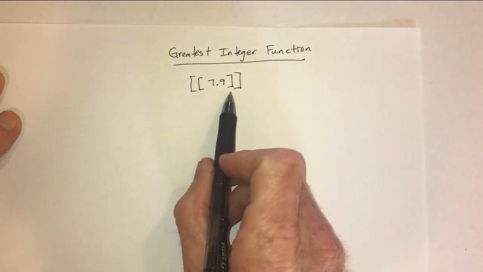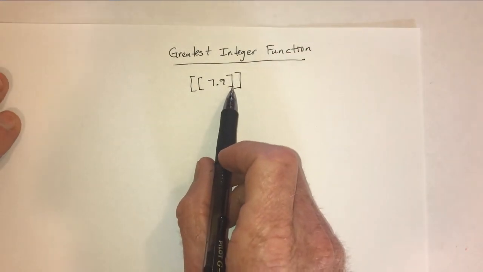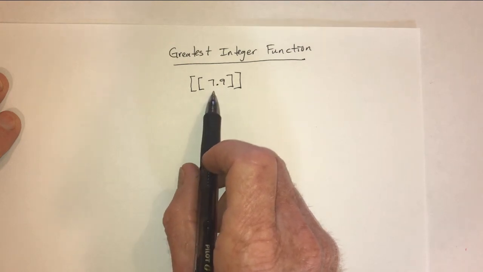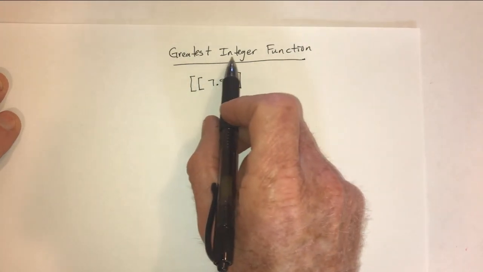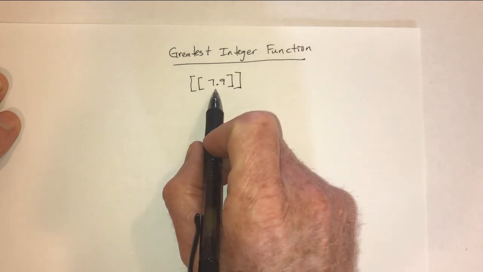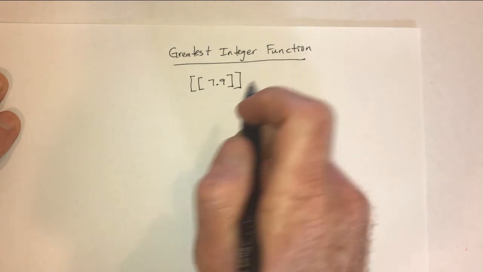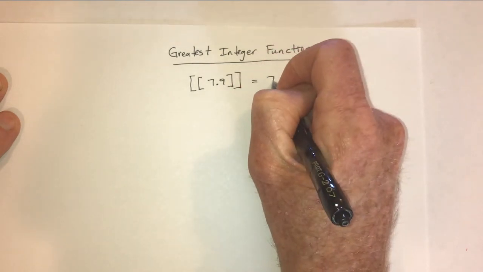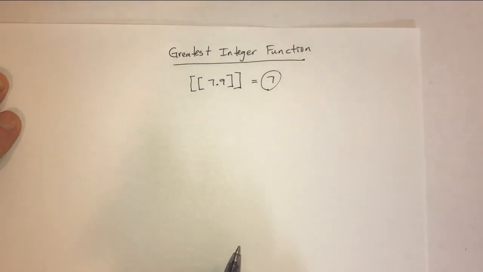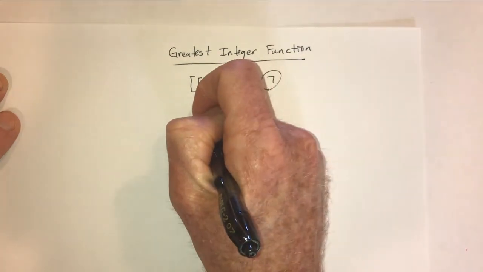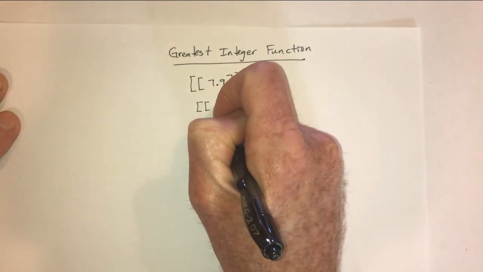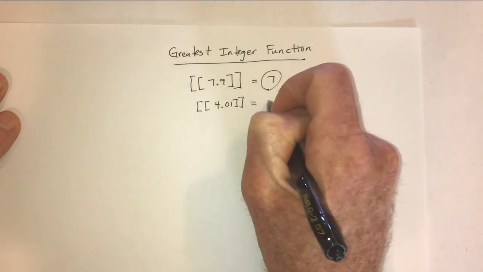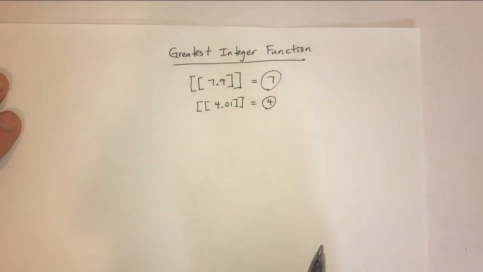So first of all, it has these double brackets, and what it means is you lop off the decimal. No matter what it is, you just lop it off. In other words, what is the greatest integer that is smaller than or equal to this number? So you can think about it as whatever the decimal part is, you just throw that away. So if it was 4.01, then the answer would just be a 4.